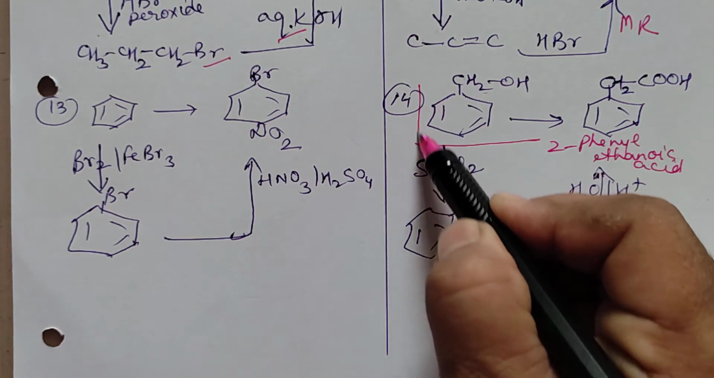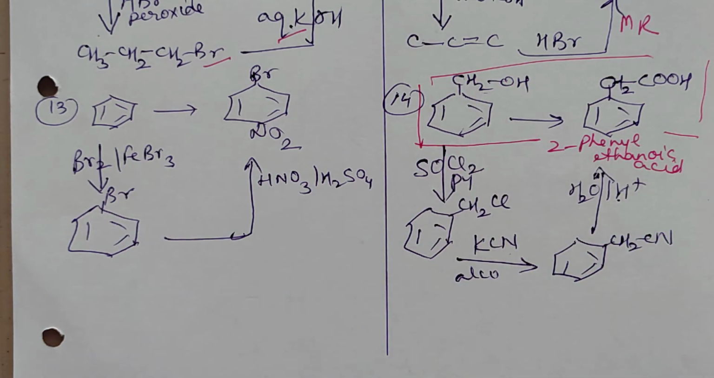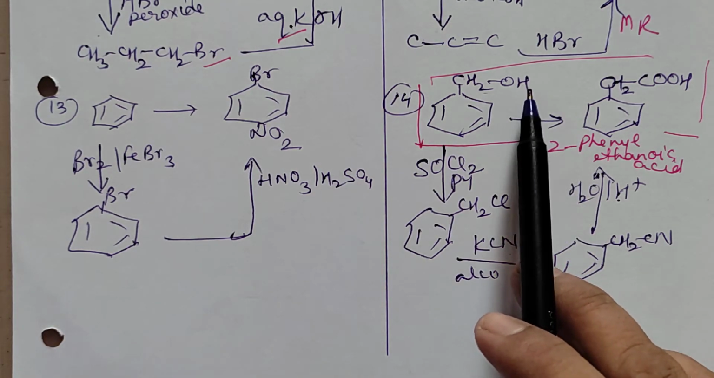So this was our main conversion, benzyl alcohol to 2-phenylethanoic acid. What are the steps, children? First, you will react with the thionyl chloride.